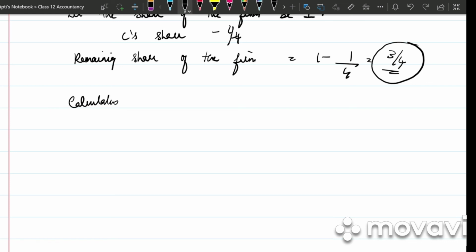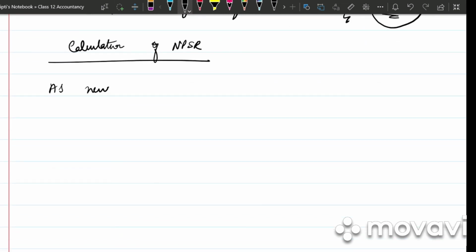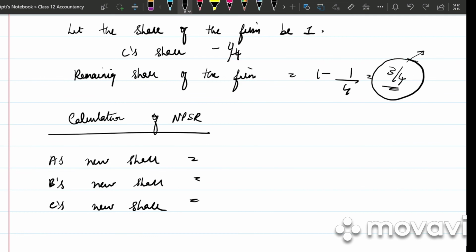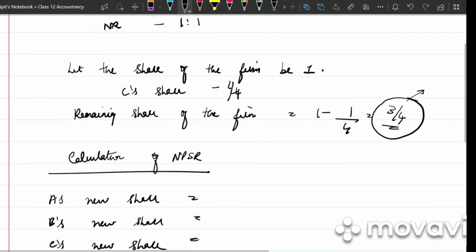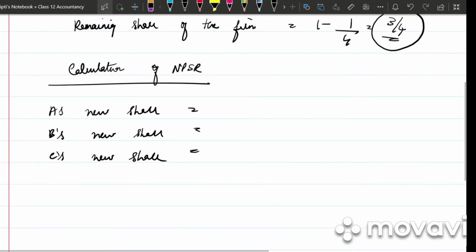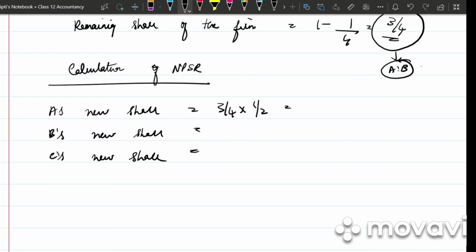So write down the calculation of new profit sharing ratio. A's new share, B's new share, C's new share. So in the problem, what is the remaining share of the firm? 3/4. And what is given in the problem? That A and B will be sharing the profit and loss equally in future. So the remaining share of the firm is divided between A and B. So it is 3/4 into 1/2, that is 3/8. 3/4 into 1/2, 3/8.